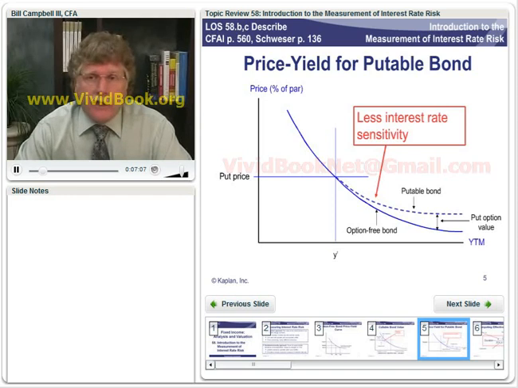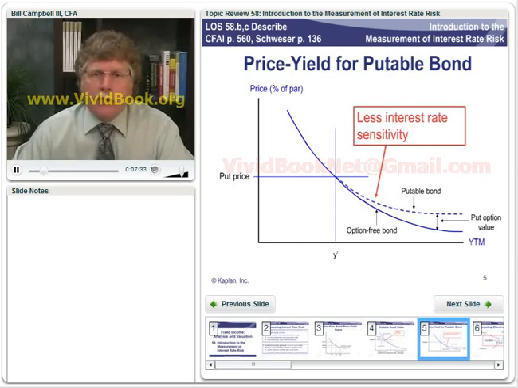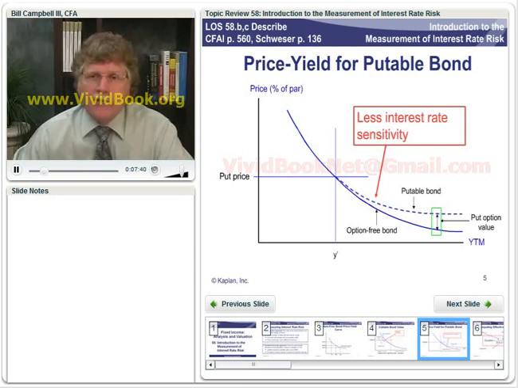What we see in the dashed line on that puttable bond, therefore, is that above a particular yield, the y prime on our yield to maturity axis, our horizontal axis, the put option starts coming into play and the price of the bond doesn't fall as much as it does for the option-free bond, which is shown with the solid line. Once again, as with the callable bond, the difference between the price of the puttable bond and the price of the option-free bond is the value of the put option.